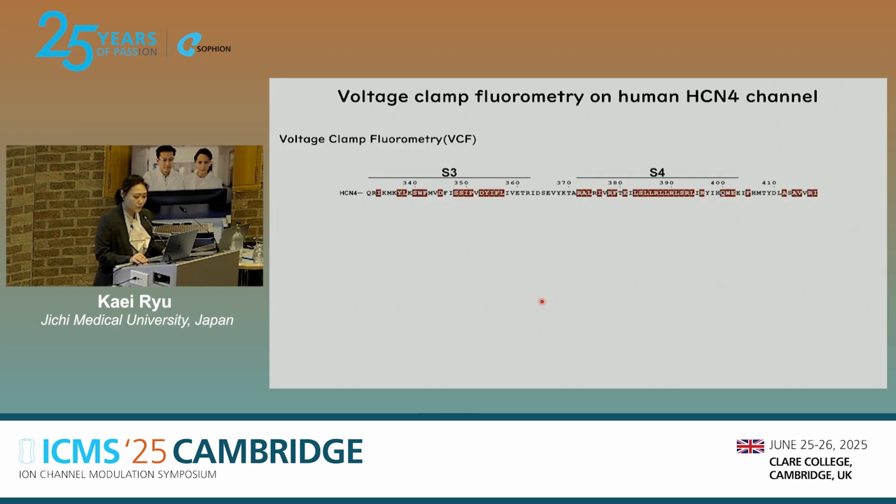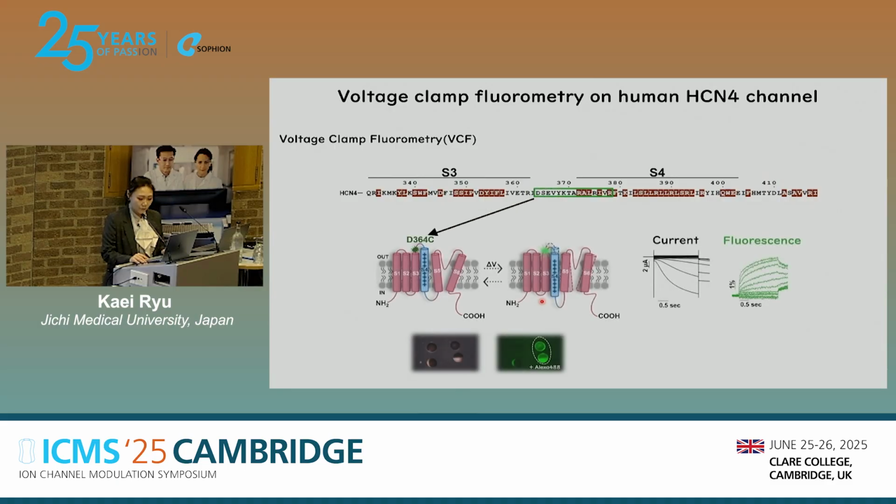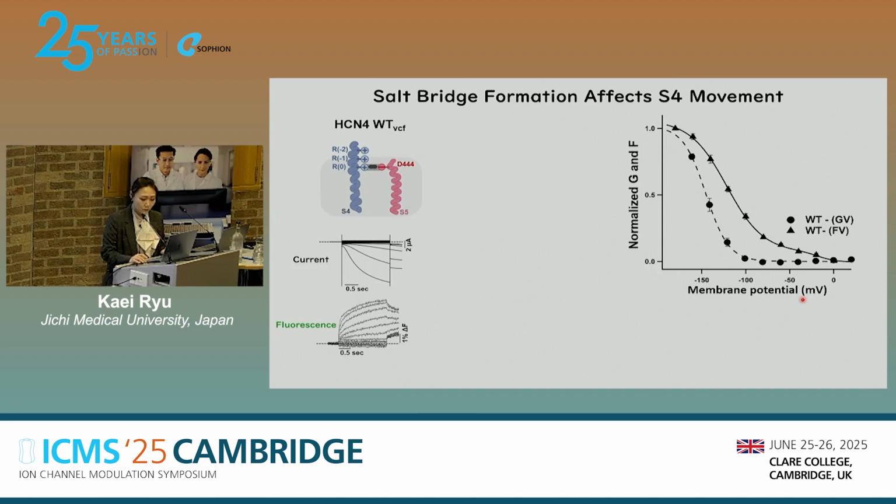Next, we used voltage clamp fluorometry to examine the S4 movement directly in the human HCN4 channel. We screened from R0 to R3. As a result, we identified the D364C mutant as the best for tracking the S4 segment. This is the current and this is the fluorescence. This is the voltage clamp fluorometry result from the VCF construct.